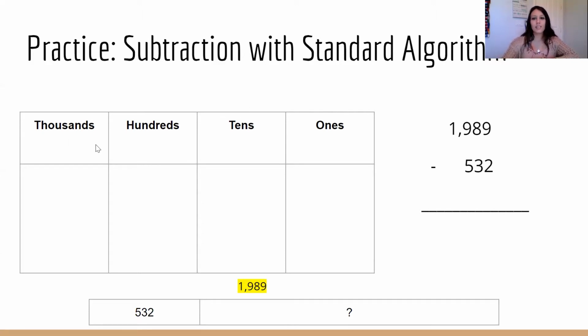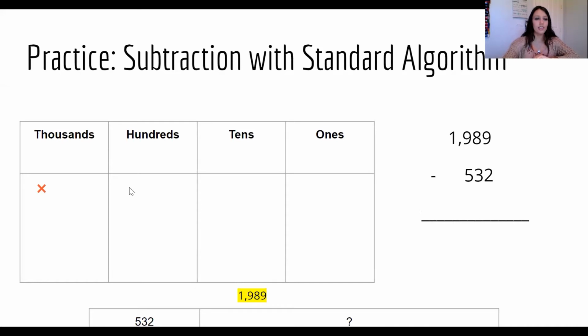So 1,989. We have 1 in the thousands place. In our hundreds place, we have 9, so I'm going to put 9 X's. 1, 2, 3, 4, 5, 6, 7, 8, 9. In our tens place, we have 8. And then in our ones place, we have a 9, so I'm going to put 9 X's here. Perfect. So our number 1,989 has been demonstrated in our place value map.